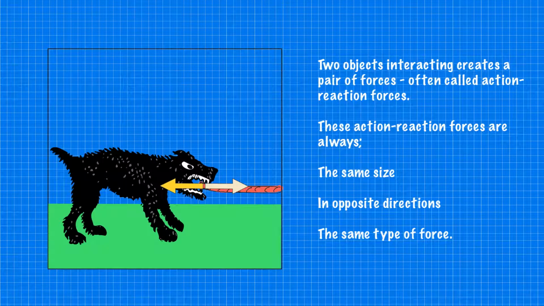Now there's another type of action-reaction pair in this diagram. If we say that the dog is exerting a force on the earth or on the ground, then there must be an equal and opposite reaction force. The ground must be exerting an equal and opposite force on the dog. So in this situation, these are our action-reaction pairs. We have the dog pulling on the lead, the lead pulling on the dog, the dog pushing on the ground, and the earth pushing on the dog. And they fulfill those requirements. They're all the same size, they're in opposite directions, and they are the same type of force.